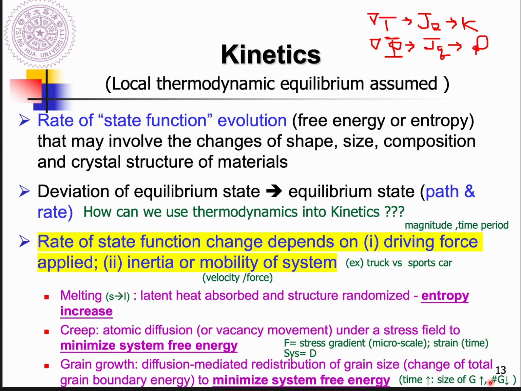That's the only method to decrease the volume of grain boundary, right? So the purpose also is to minimize the system free energy. And also, the inertia of the system here is also the diffusion, so it's also the diffusivity. Okay, so today we just end here.